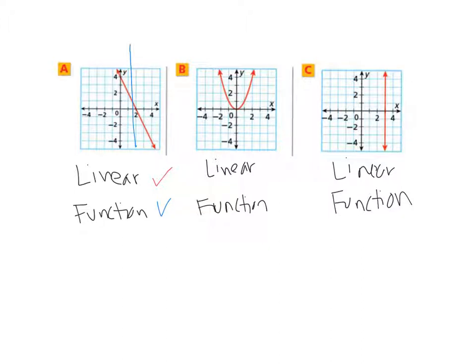B is not linear. It's not a straight line. It's a parabola. But it is a function. It passes the vertical line test. But it's still not a linear function because it's not both linear and a function. And C, it is linear because it's a straight line, and it is not a function because if you do the vertical line test, it hits at every single point. So this is not a linear function because it's not both linear and a function.